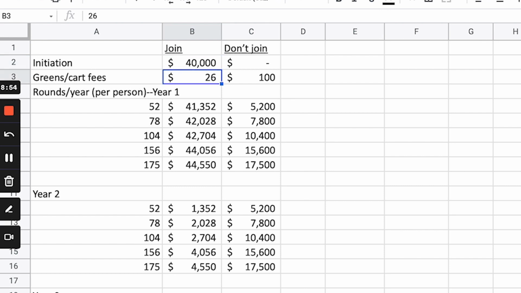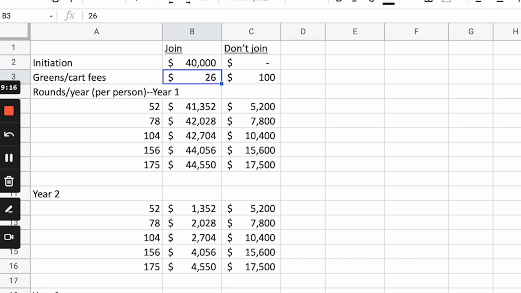But if you join, typically you're going to pay about $26 each time you go out and play as a member. If you don't join, $100. Clearly, that's still going to be at the lower end in season. But if you're playing throughout the year, maybe it averages out to about $100 a round. Seems like a very reasonable number given the figures here.